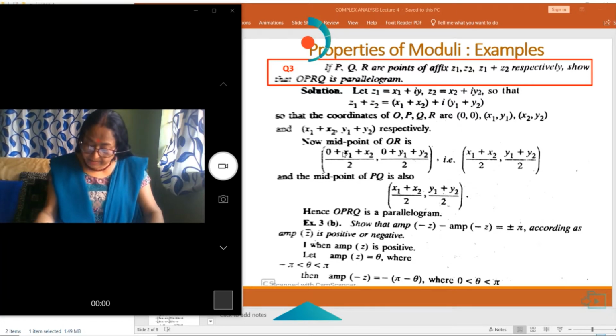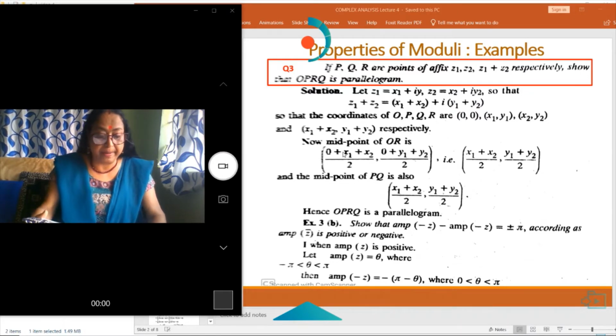And this is also the midpoint of PQ. Hence, OPRQ is a parallelogram.